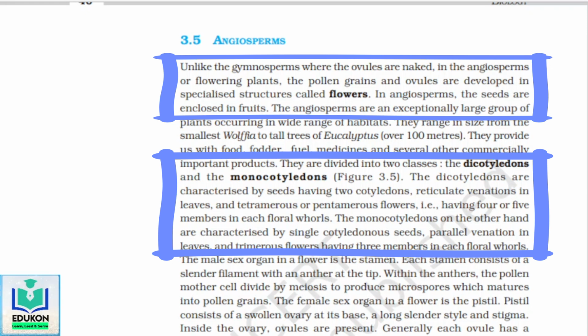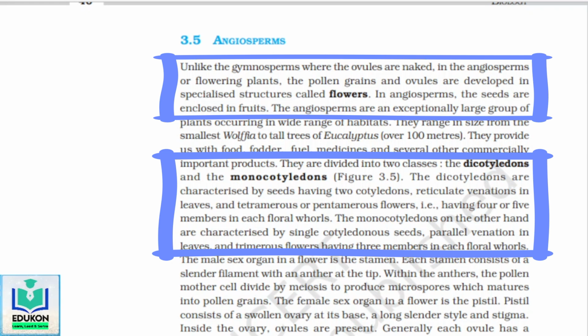And they are divided into 2 classes, dicotyledons and monocotyledons. The dicotyledons are characterized by seeds having 2 cotyledons, reticulate venation in leaves, and tetramerous or pentamerous flowers, that is, having 4 or 5 members in each floral whorl. The monocotyledons, on the other hand, are characterized by single cotyledonous seeds, parallel venation in leaves, and trimerous flowers having 3 members in each floral whorl.